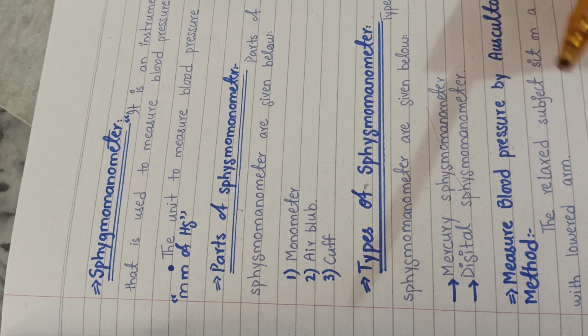The air bulb is a bulb which you compress to pump the air, and the manometer is an instrument which you use to find out the pressure. So these three parts are present in your sphygmomanometer.